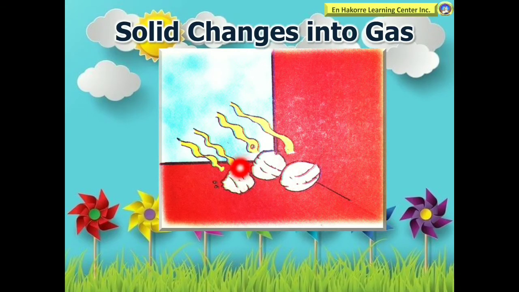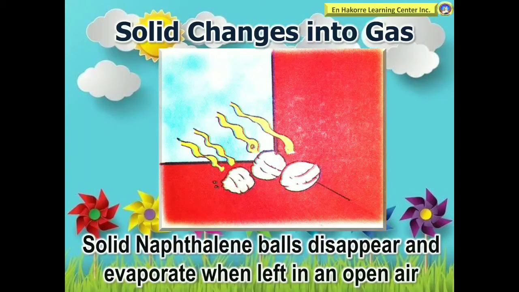So these are the solid materials, children. When this solid material is exposed in the air, it will disappear and evaporate. It changes its form from solid naphthalene balls, and it will evaporate when it is exposed in open air and turn into gaseous form. Therefore, from solid, it will become gas. So that is an example of solid changed into gas.